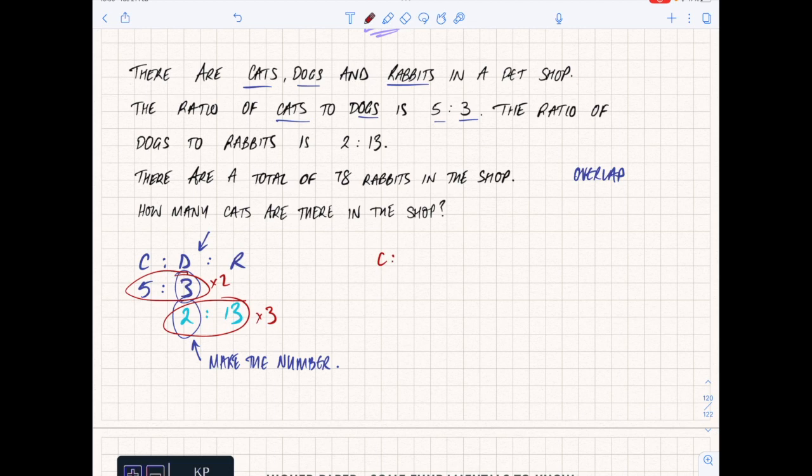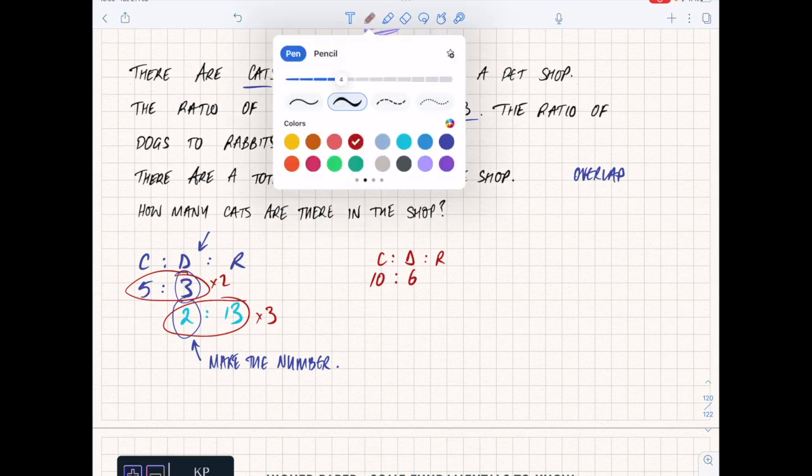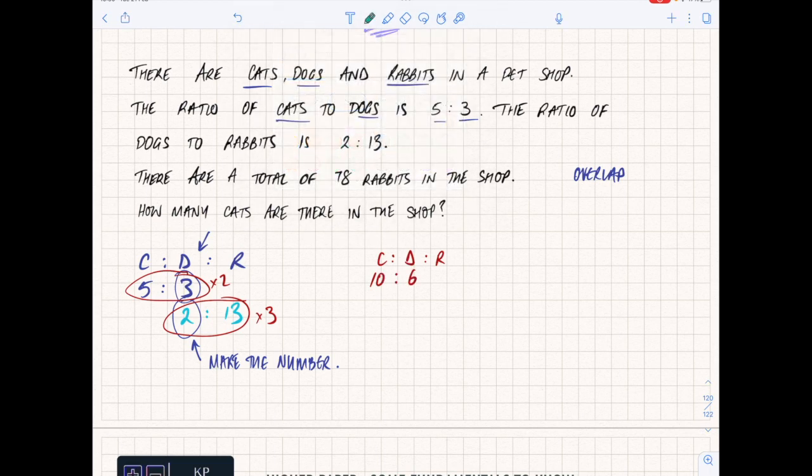So my new ratio, cats, dogs, rabbits, I times it all by 2. So 5 times 2 is 10. The dogs times 2 becomes 6. And then the one underneath, I'm timesing by 3, so you can see now that dogs become 6, and 13 times 3 is 39. Now, because this is now the same as this, we can just pop that ratio up the top there. It becomes cats to dogs to rabbits is 10 to 6 to 39.